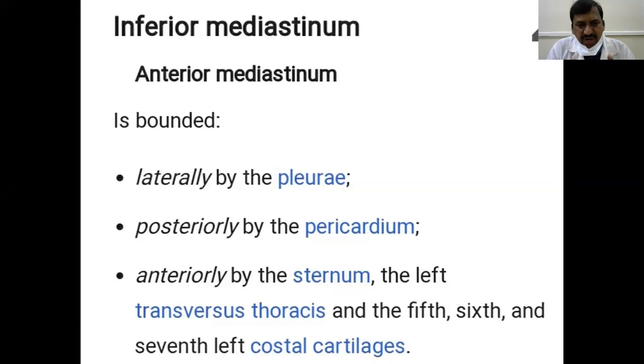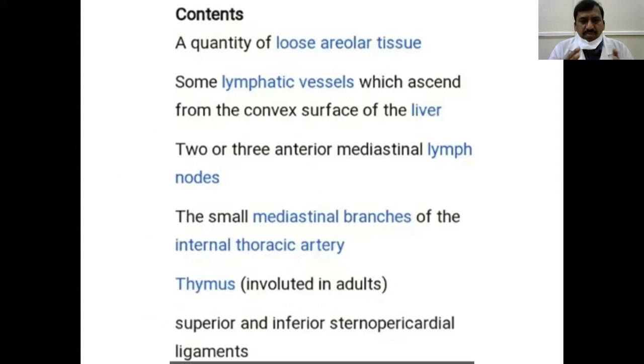It is bounded laterally by the right and left pleurae, posteriorly by the pericardium, and anteriorly by the posterior surface of the sternum, the left transversus thoracis muscle, which is an internal muscle arising from the sternum, and the fifth, sixth, and seventh left costal cartilages. The costal cartilages also take part in forming the anterior boundary.